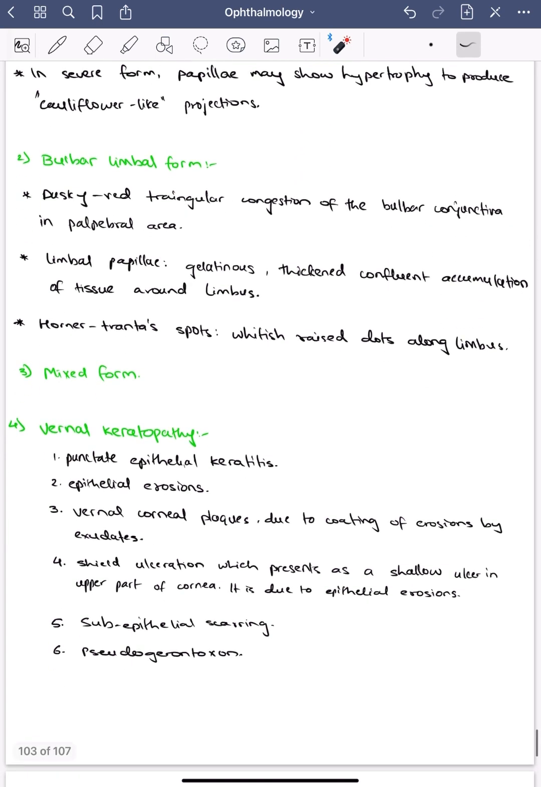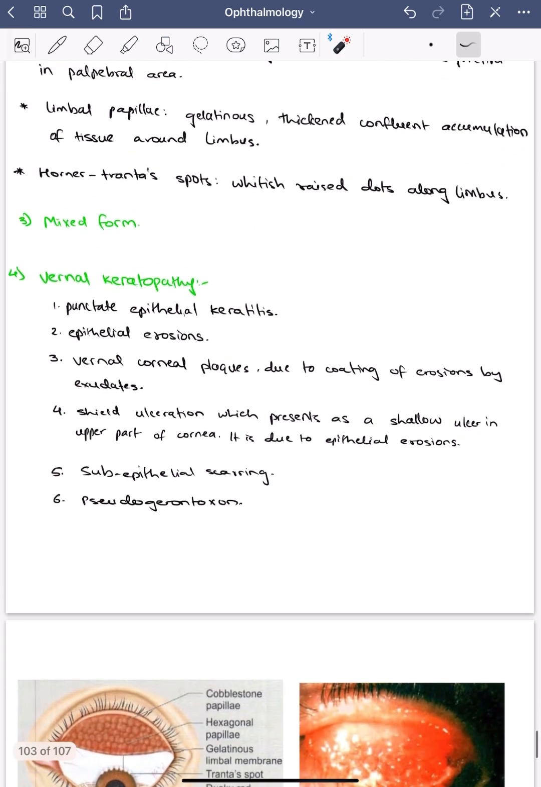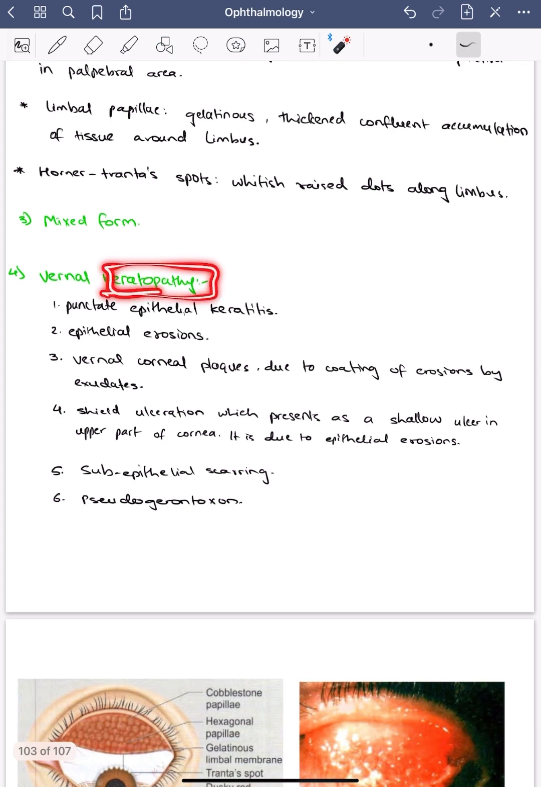The third is the mixed form of VKC, where there are combined features of both the palpebral and the bulbar limbal form of vernal keratoconjunctivitis. And the fourth is the vernal keratopathy, that is the disease that affects the cornea as well.